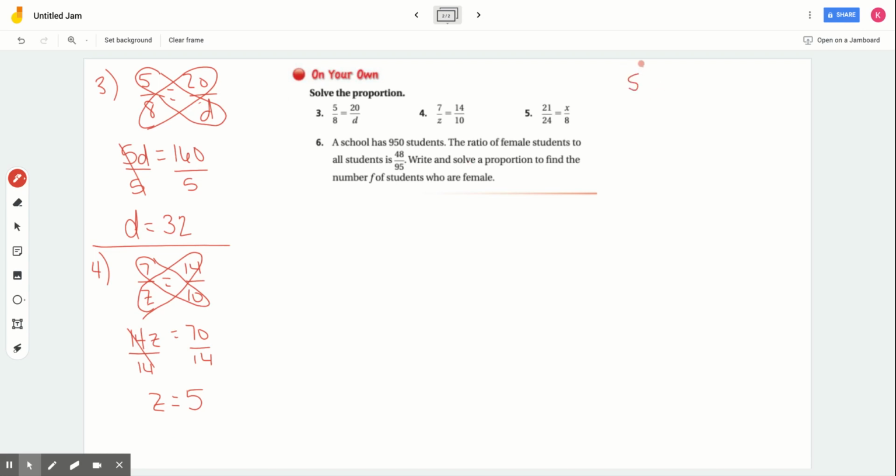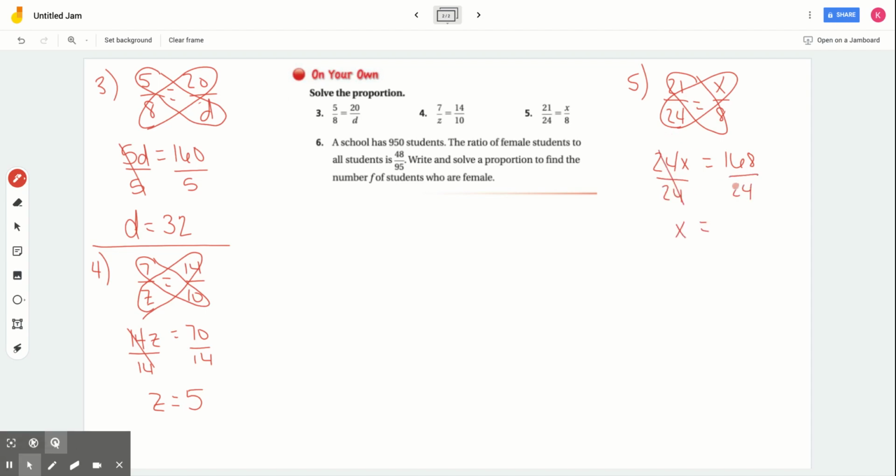On the last one, number 5, we have 21 over 24 is equal to x over 8. 24 times x is 24x, and 21 times 8 is 168. Go ahead and take a minute to finish this one on your own. You can see that we need to divide both sides by 24, and when we divide 168 by 24, we end up with an answer of x equals 7.